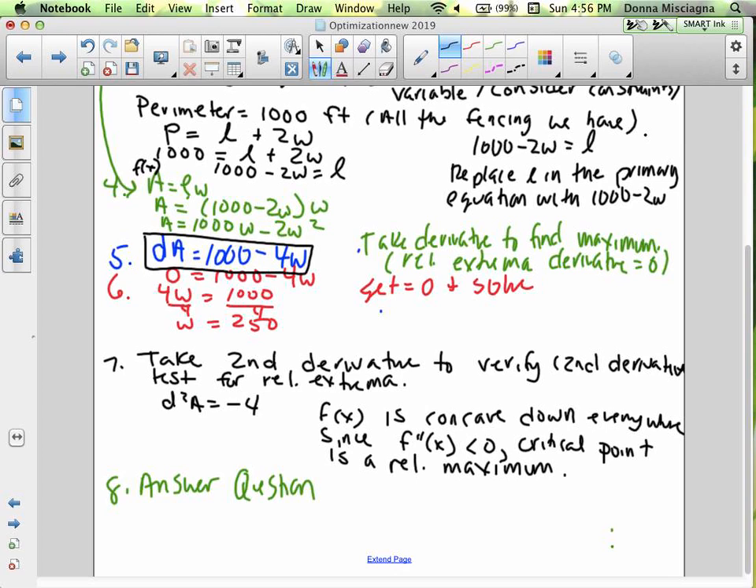Actually, I shouldn't say everywhere. Let's get rid of the word everywhere, because this is not a function that goes on forever. There's a limit to the amount of fence we have on the domain, because there's a limit to how much fence we have. So f of x is concave down on the domain. Since f double prime of x is less than 0, the critical point is a relative maximum. All right, so we have checked to make sure.